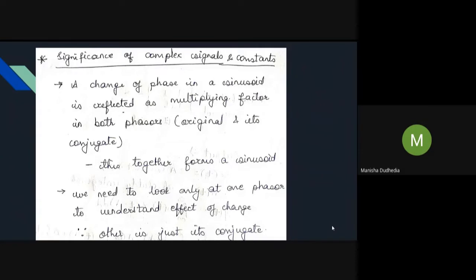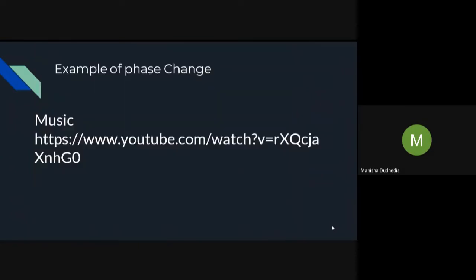Now, I would like to give an example of phase change in music. Suppose I have a singer singing four notes, sa, re, ga, ma. And in the background, I want a guitar to also play the same four notes. In music, you have to take care that the phase change should be less than 90 degrees, because if it becomes 90 degrees or more, these two will cancel out and it appears as a hollow in sound.